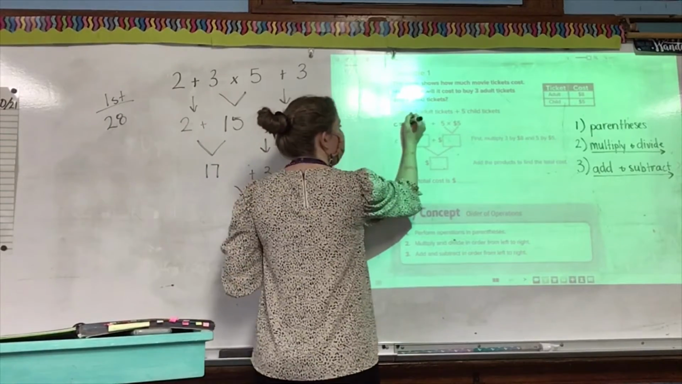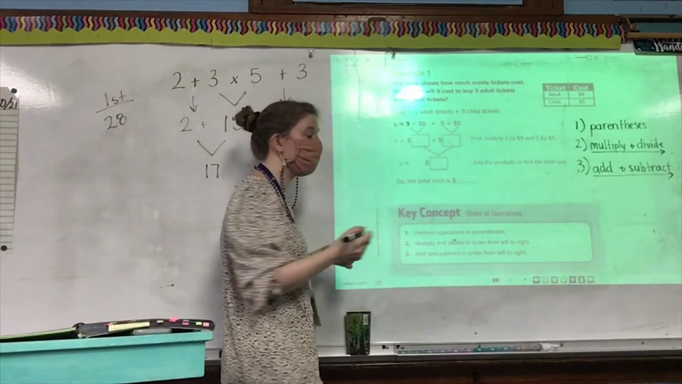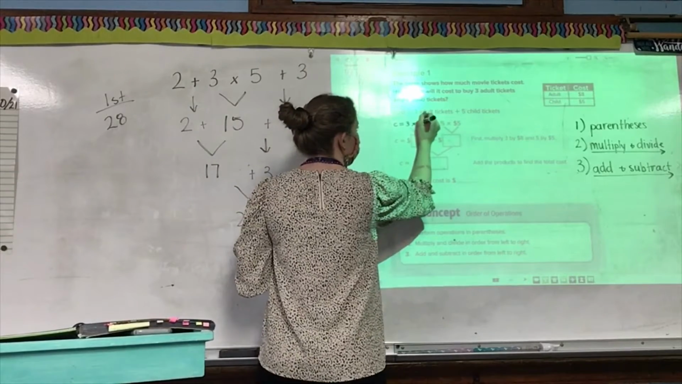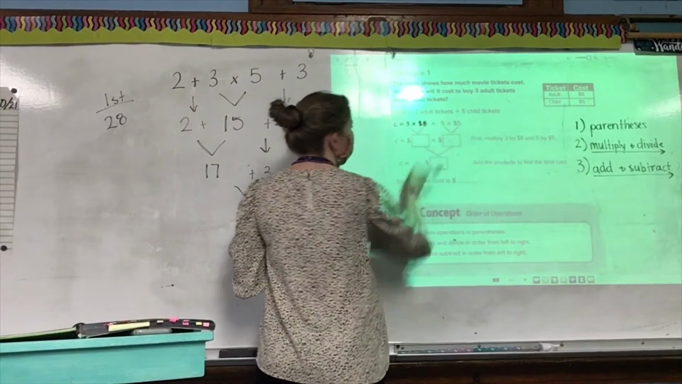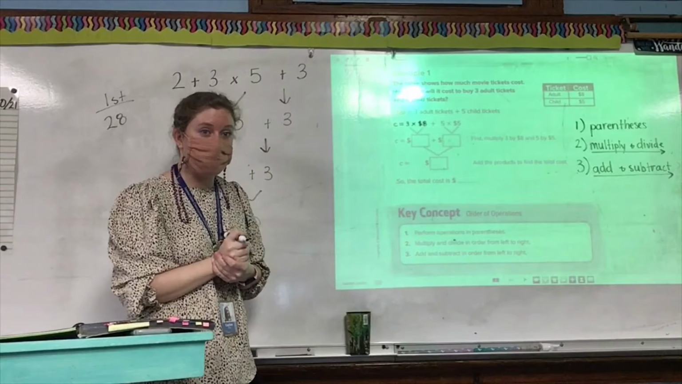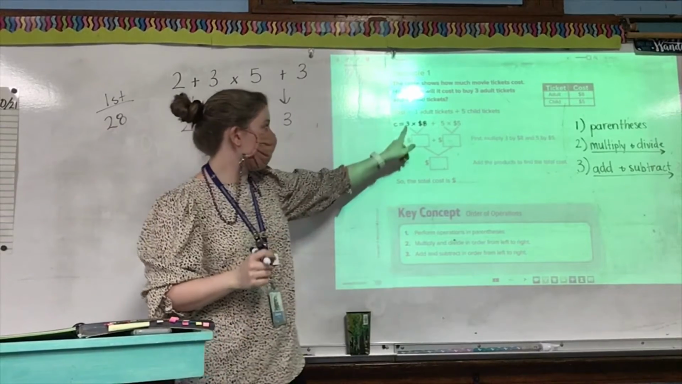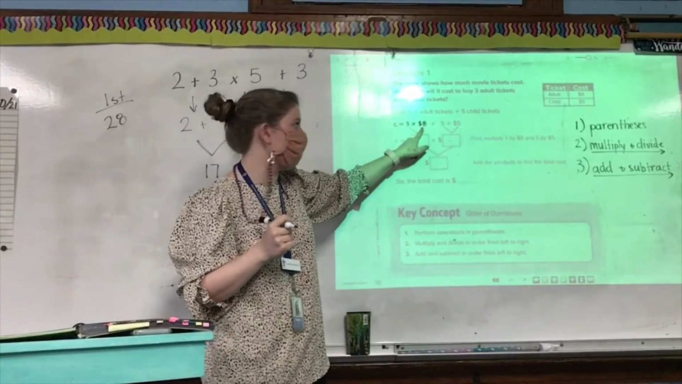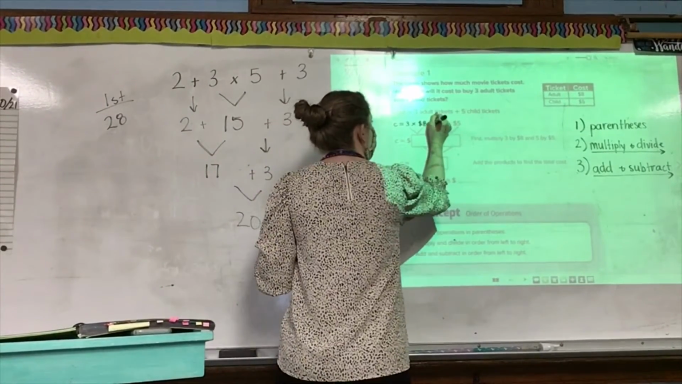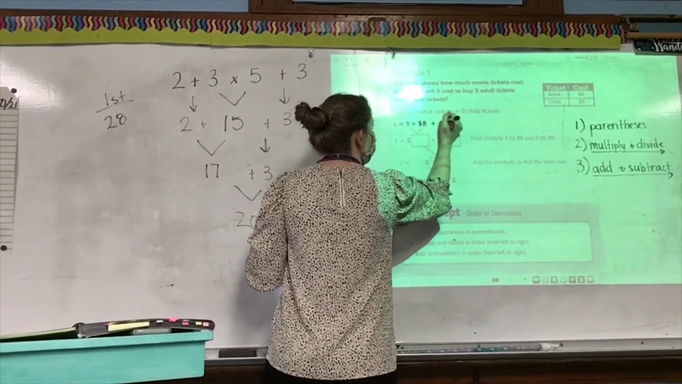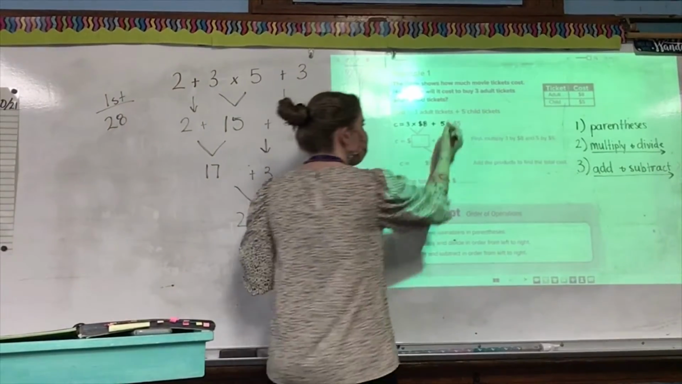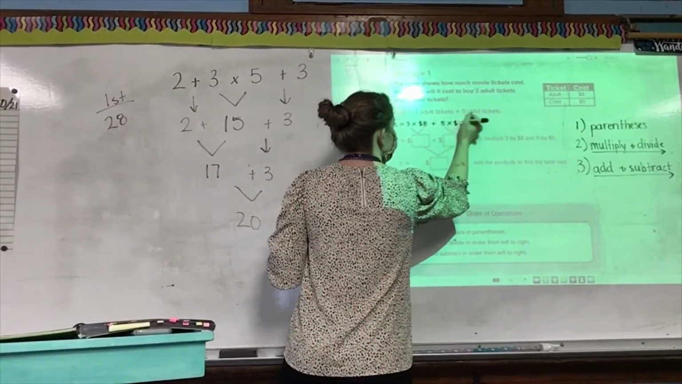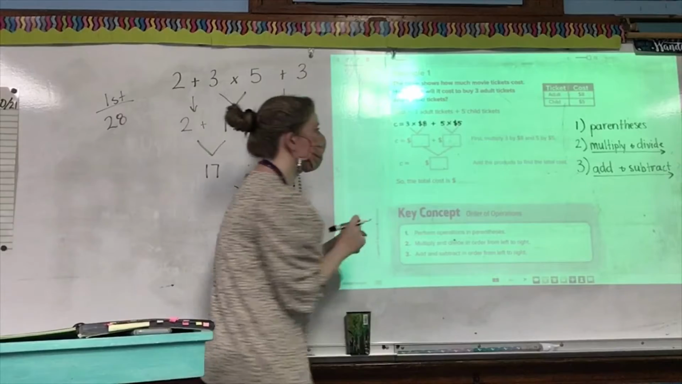equals the 3 adults times the $8 for each of their tickets. 3 adults times $8, because that's how much the tickets are. Then we're going to add the cost of the 5 kids to go to the movies, who cost $5 each.